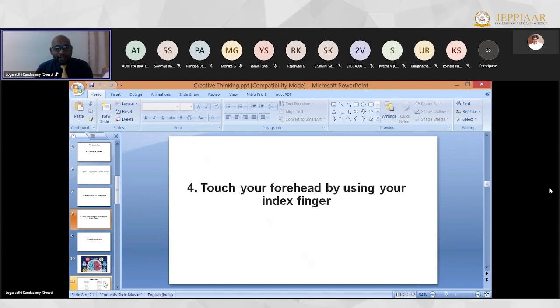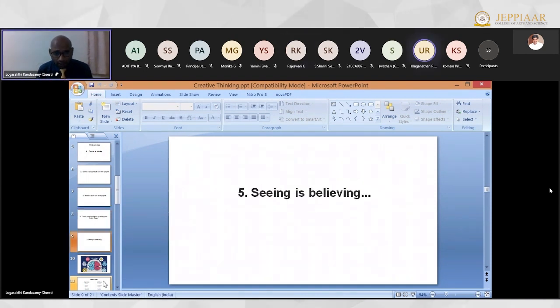Here again, I asked you all to touch your forehead using your index finger. Whether you use the right hand or left hand. If right hand, you would have done like this. If left hand, you would have done that. See, L or R. Just take note of it in your notebook. Then shall we go to the next one?